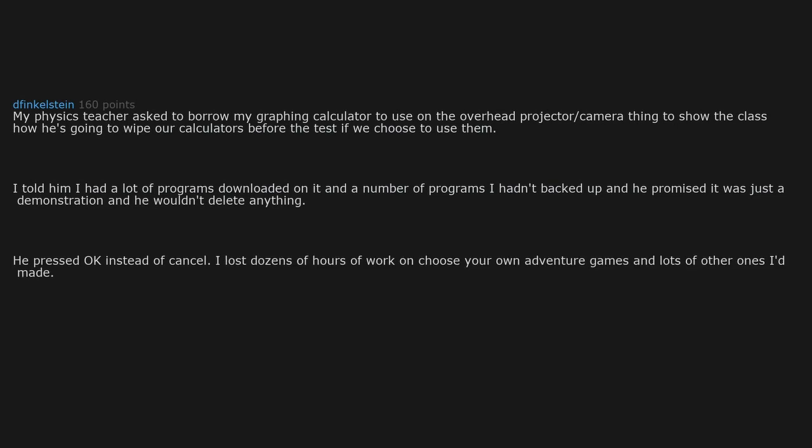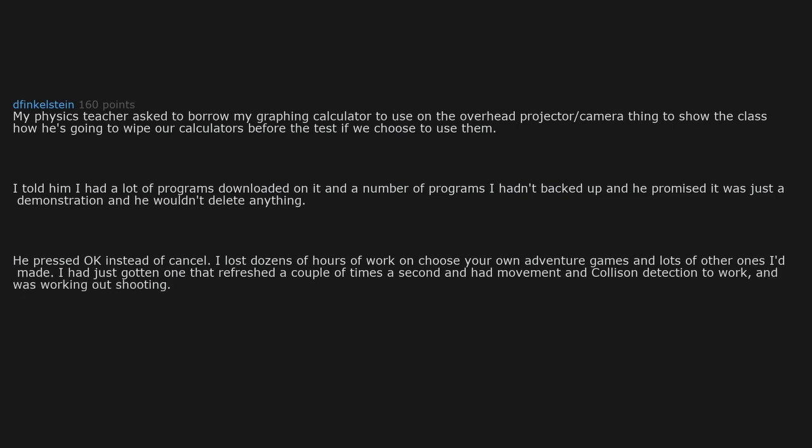I lost dozens of hours of work on choose your own adventure games and lots of other ones I'd made. I had just gotten one that refreshed a couple of times a second and had movement and collision detection to work and was working on shooting. It really disheartened me and I lost interest in programming. When the going gets tough.